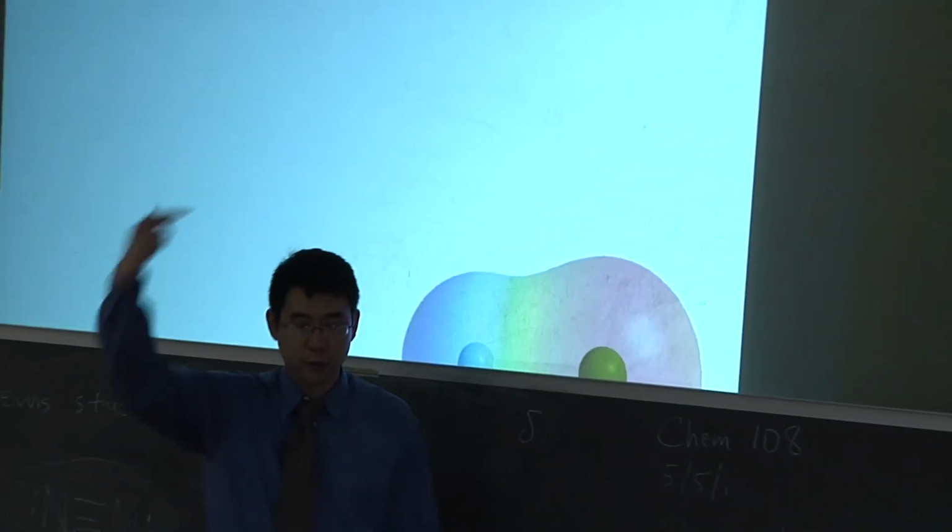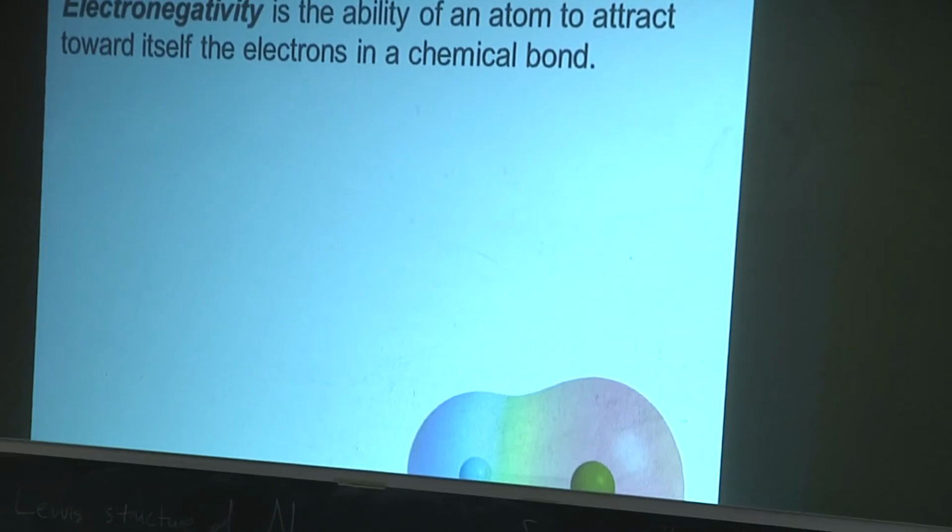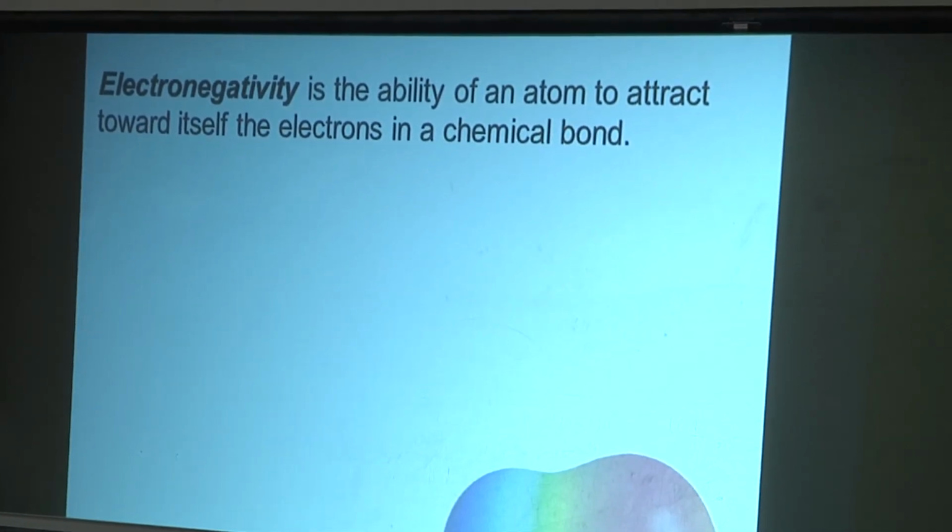So what is electronegativity? Electronegativity is the ability of an atom within a chemical bond to attract electrons toward itself. This is somewhat similar to the quantity that we learned about in chapter 8 called electron affinity. Electron affinity is a little different though. Electron affinity is the ability to gain an electron, so for a neutral atom to gain an electron. Whereas electronegativity is not gaining a whole electron. It's already in a chemical bond, and it's pulling the electrons toward itself.